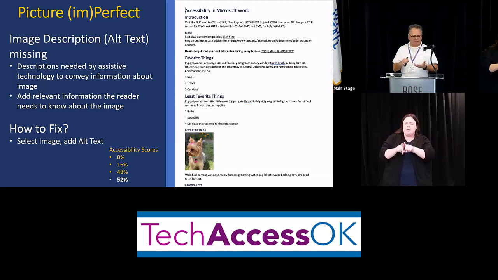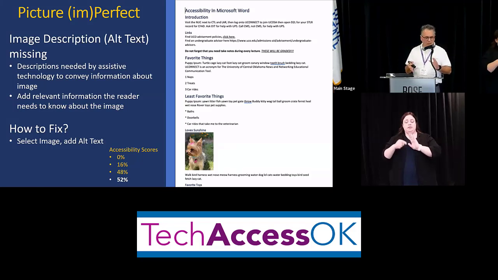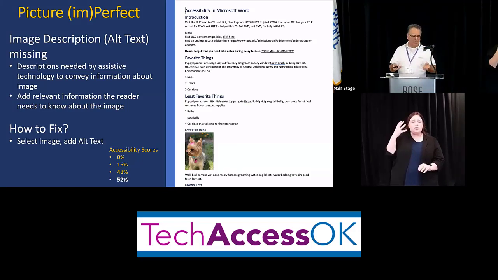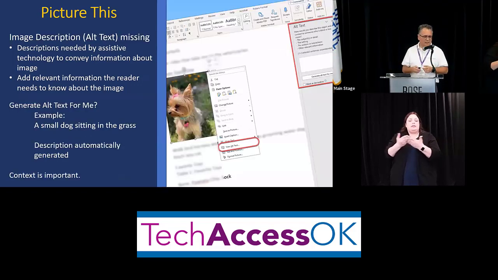Also, we need to add the description that's appropriate for this image. The context is going to be important. There's a picture of a Yorkie dog on this page, and the text around it seems to indicate that this dog loves sunshine. So the article is about the dog and the things that the dog enjoys. So I'm going to go to the next slide.